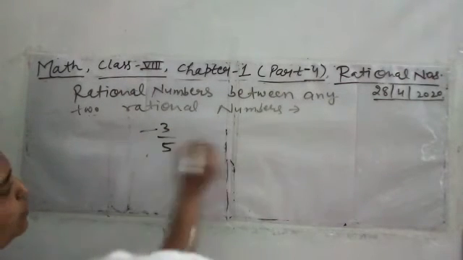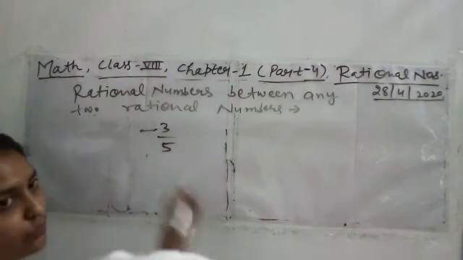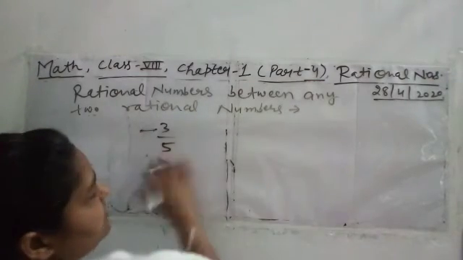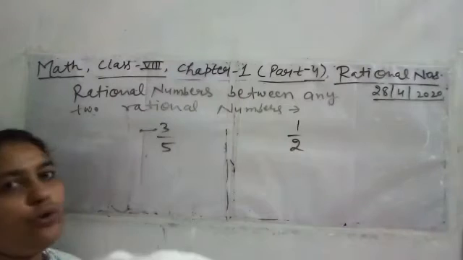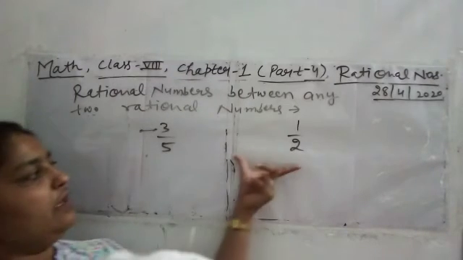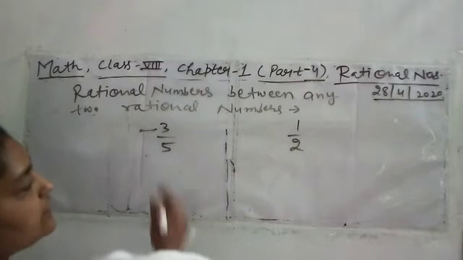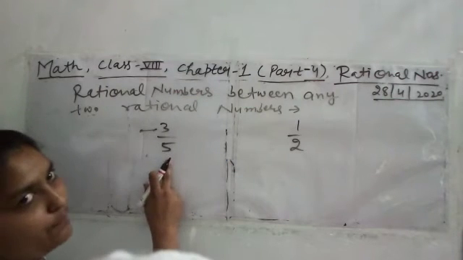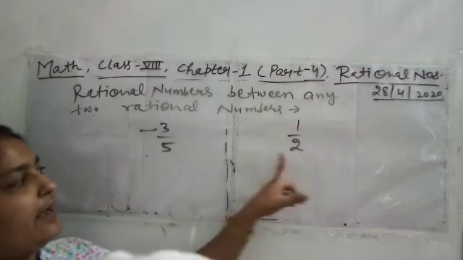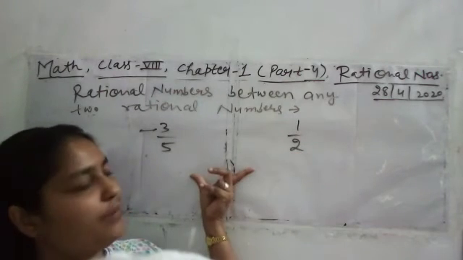Suppose I have taken any two rational numbers, say minus 3 by 5 and 1 by 2. Now you have to take out the rational numbers between these two rational numbers. What is the method for that? For that, firstly you need to make the denominators equal. Here the denominator is 5 and here it is 2. You need to make these denominators equal.